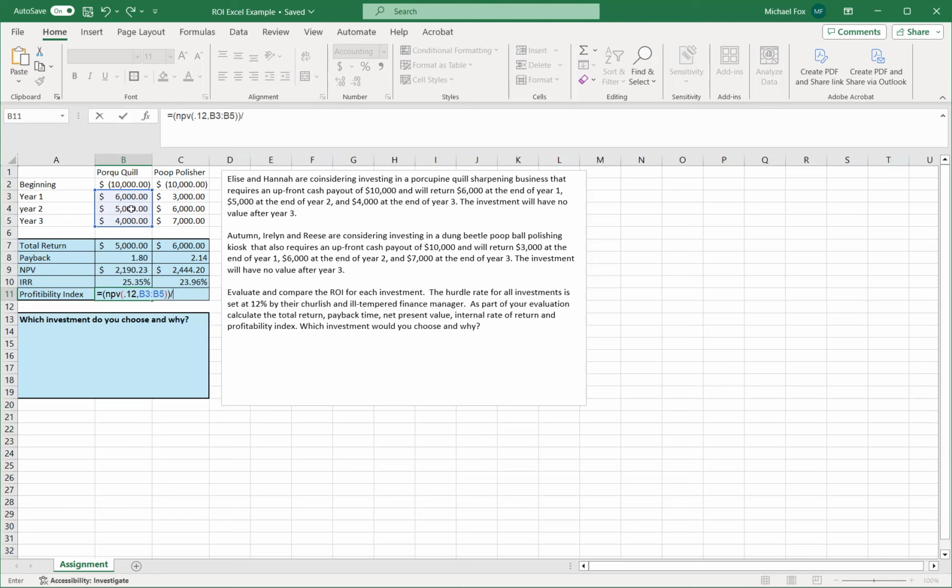What was confusing about this, where people make errors, is we want the initial investment as a positive. So I'm going to use a function in Excel that's called ABS for absolute value, and then click on that initial investment. So that will express it as 10,000 rather than negative 10,000. So my profitability index is 1.22. So, how do I put this? The present value of my future cash flows is 0.22 greater than my initial cost.